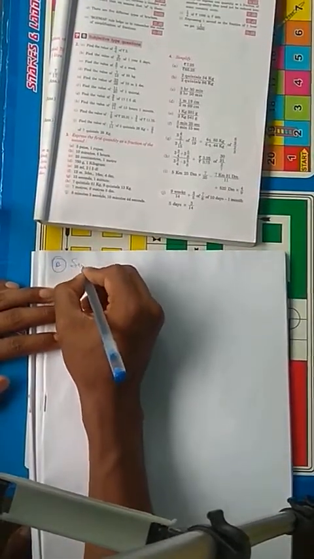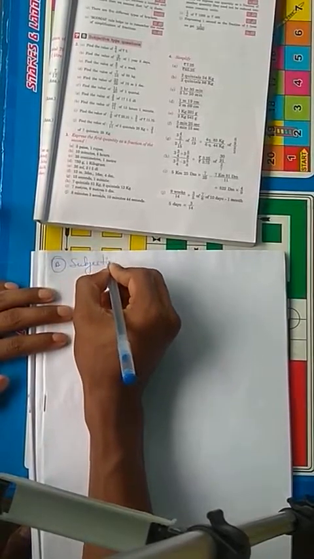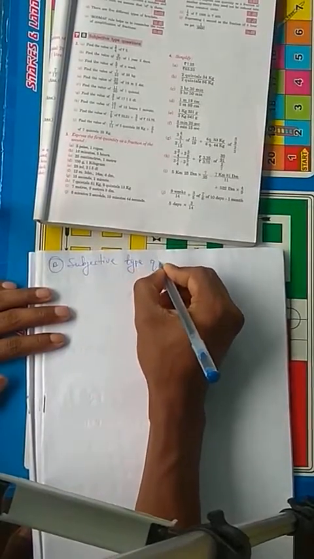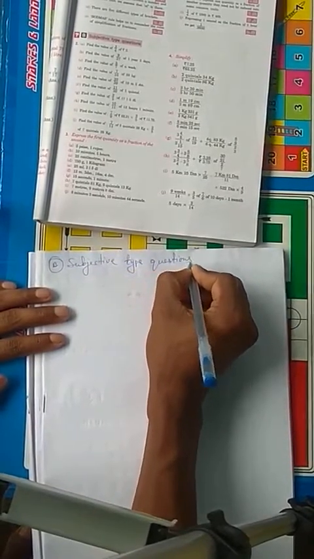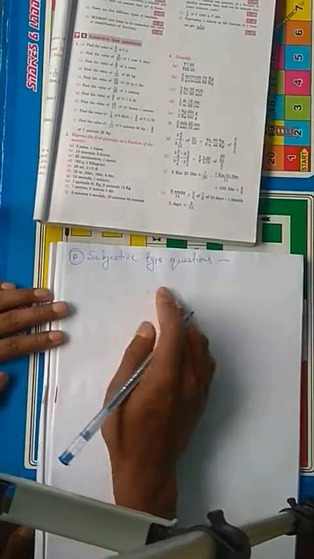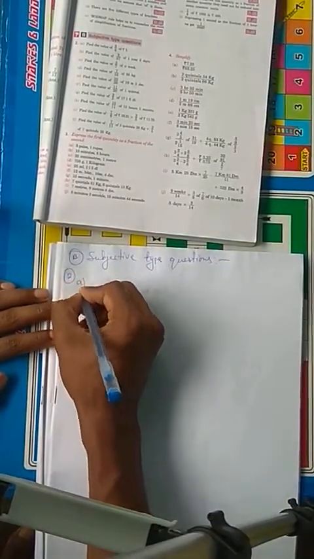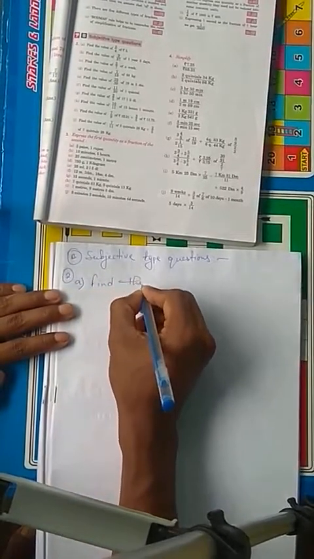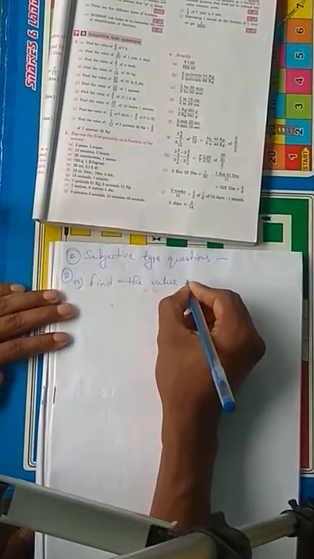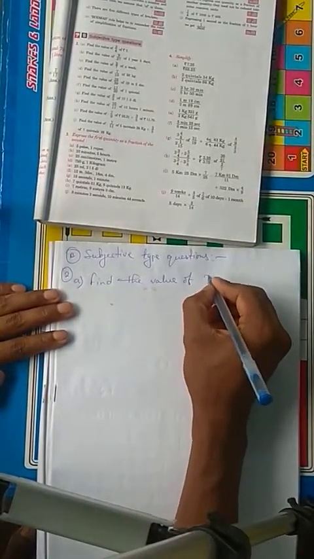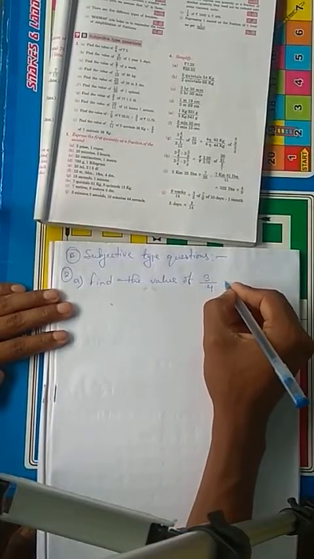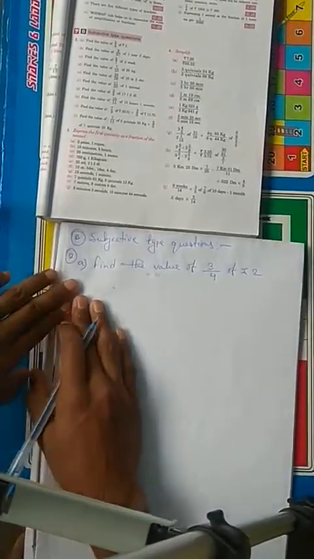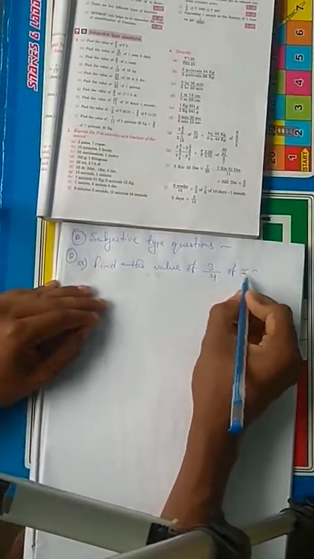Subjective type questions. Number 2. A. Find the value of 3/4 of rupees 2. So we have to find the value of 3/4 of rupees 2.